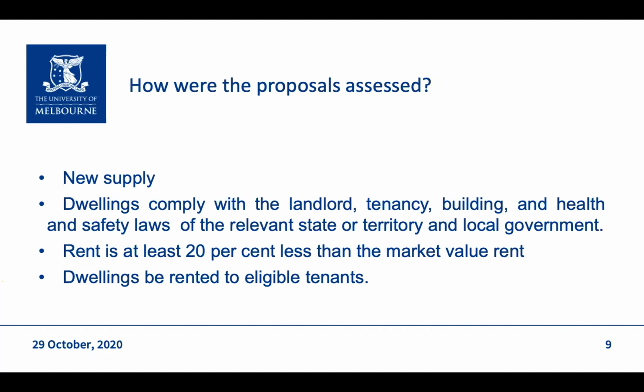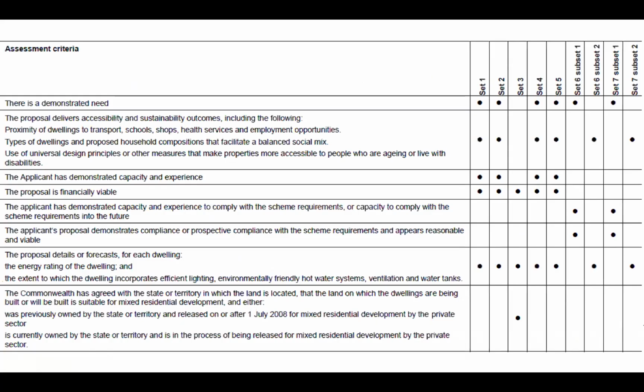Though they hoped that the institutional investors would participate, that didn't happen. So they had to put forward a financial viability plan as well as a design and development plan. The dwellings also had to meet all other regulations related to landlord, tenancy, building, health and safety, and so on. Rent had to be 20% less than the market value rent, and the dwellings were to be offered to the eligible tenants. So a very detailed assessment criteria was developed.